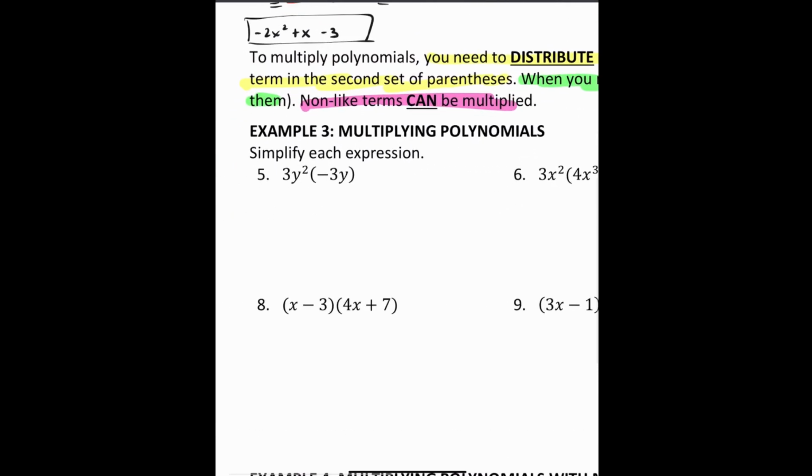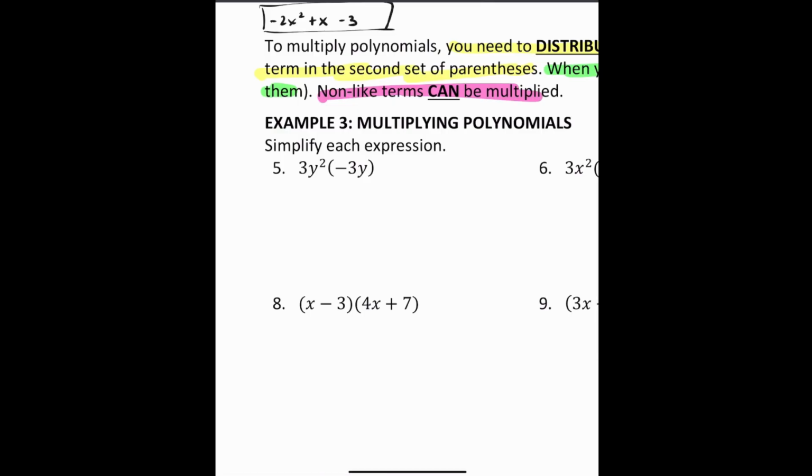You basically add them. So let's take a look at number 5, 3y squared times negative 3y. So we're multiplying. We have 3 times negative 3. 3 times negative 3 is negative 9. We all know that. But we have y squared times y. So if I have y squared times y, that's basically y squared times y to the first power. So it's y to the 2 plus 1, or y to the third. And that's your answer.